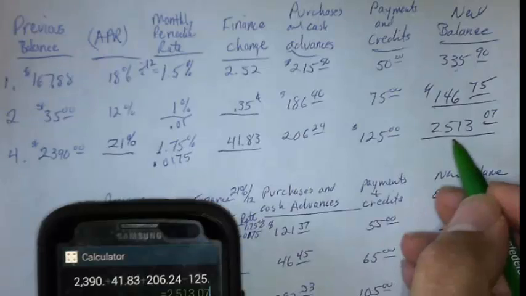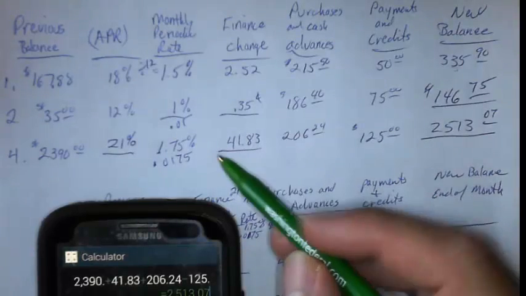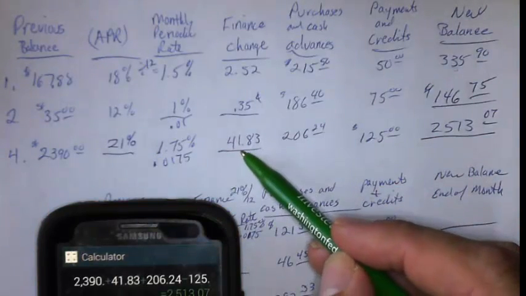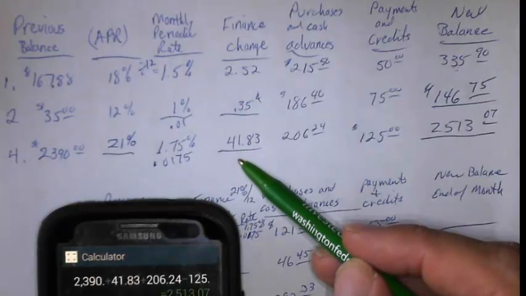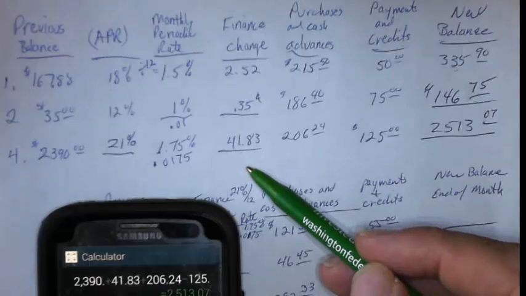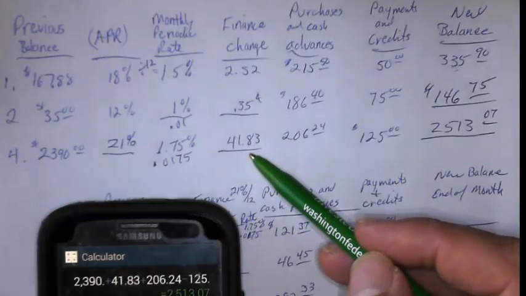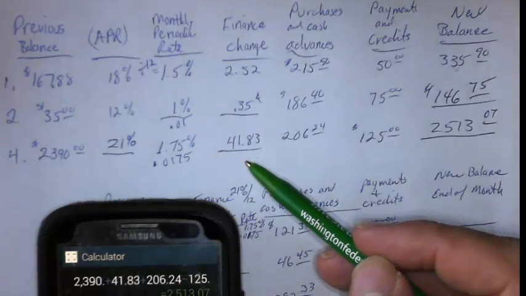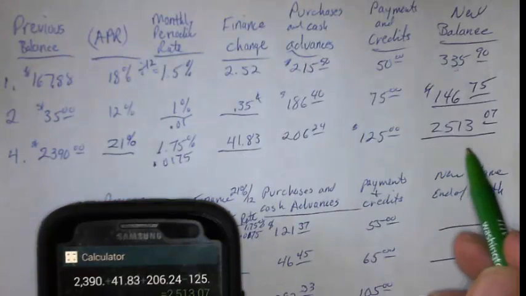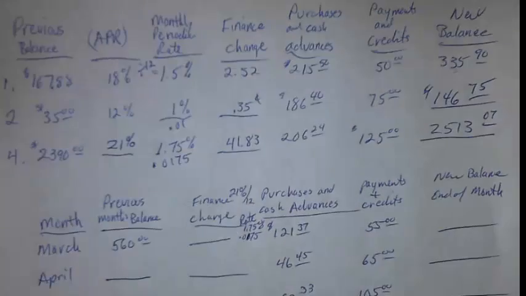Okay, so continuing a balance really starts to add up. If you're paying $40 to $50 a month interest, that starts racking up pretty good, $500-600 a year on finance charge. You could have spent that somewhere else by keeping your balance paid off.